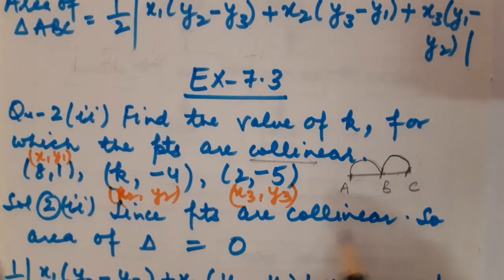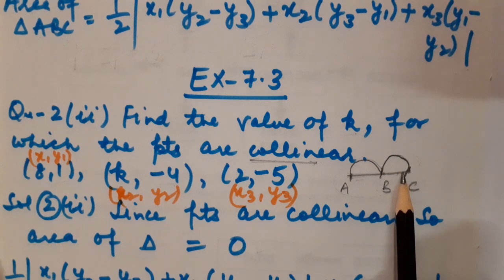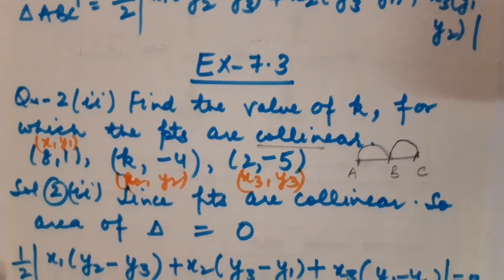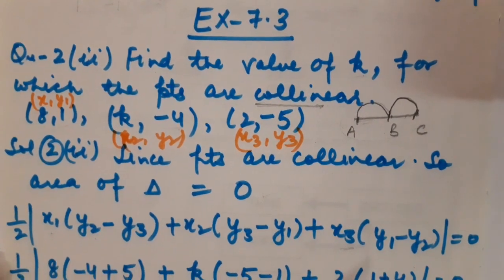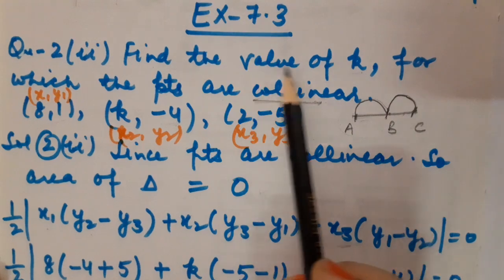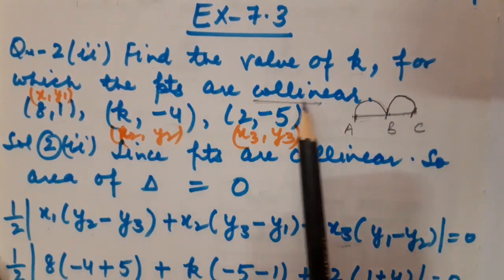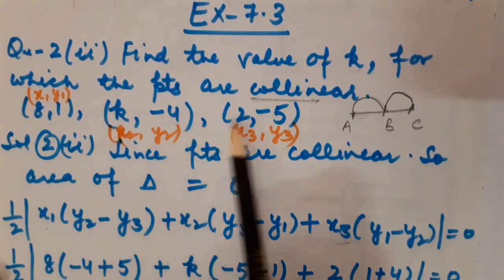So that's why if the points are collinear, then the area of the triangle must be equal to 0, because no triangle will be formed. Correct? So I am going to take one problem based on this concept. Find the value of k for which the points are collinear. You will be given 3 points.